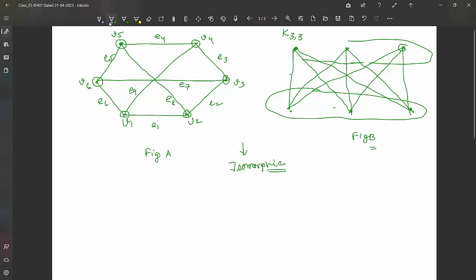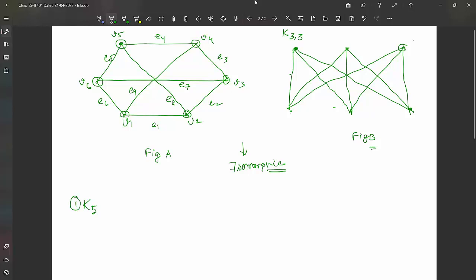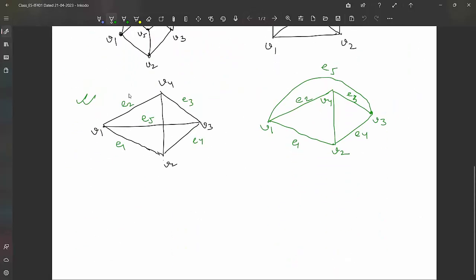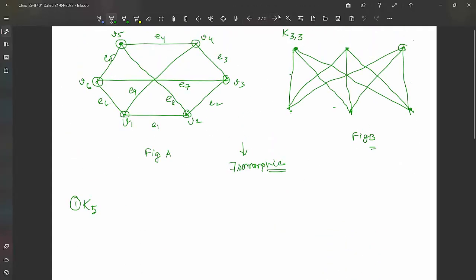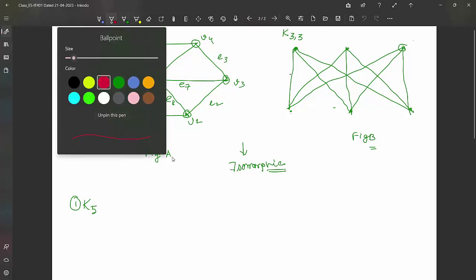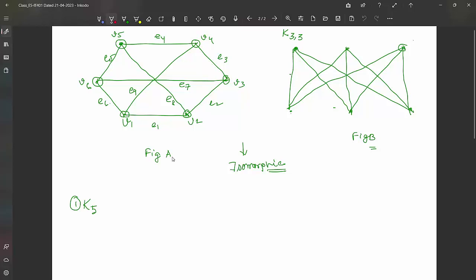Now these two are very popular non-planar graphs. The first is K5, the complete graph with 5 vertices. Then we discussed another graph, K33, and these two graphs have a special name. These are called the Kuratowski graphs. This is the spelling.